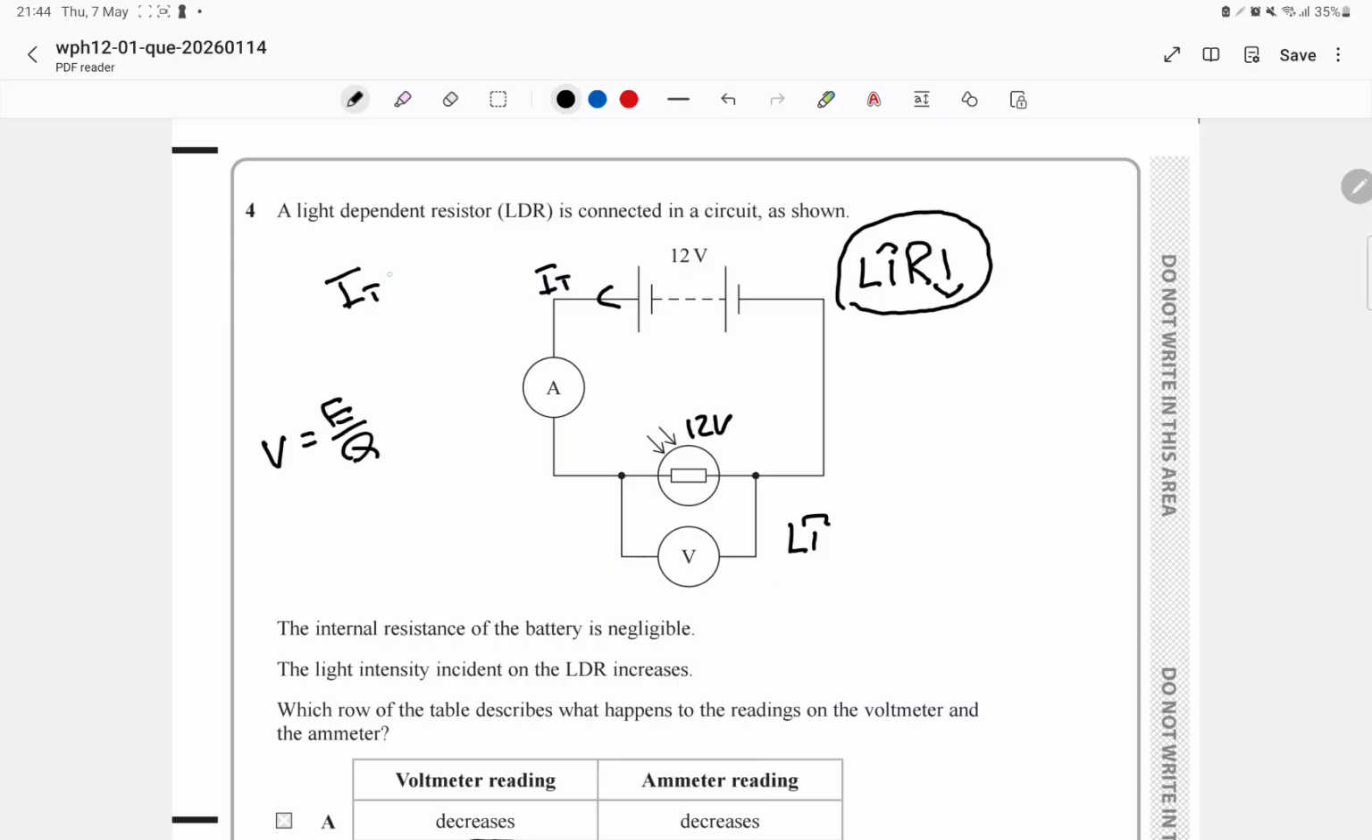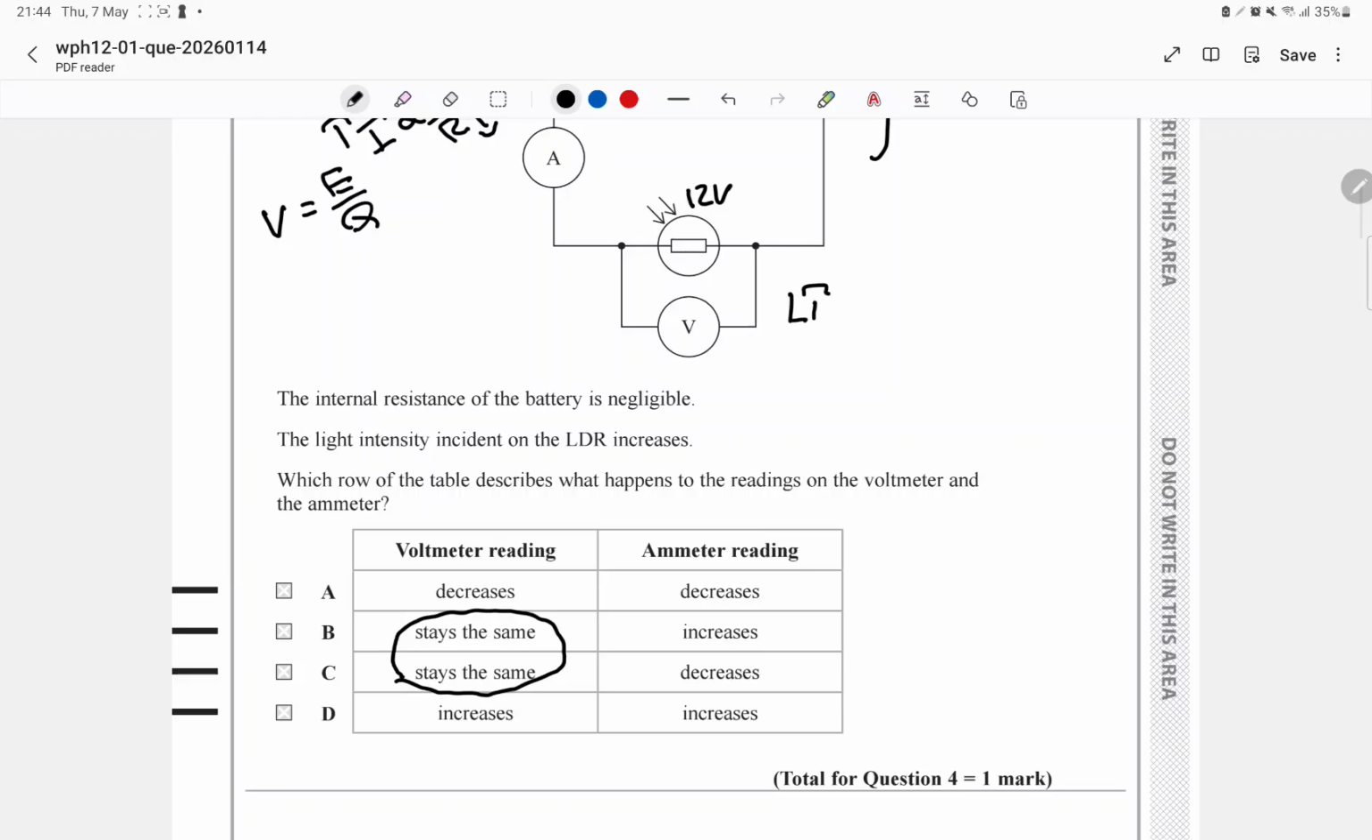So we could say that the total current is equal to the total voltage, which is the EMF, over the total resistance. Now, the total voltage is always 12 volts. The EMF is a constant. But the total resistance will decrease because as the light intensity increases, remember, the resistance will decrease. So you're going to be dividing by a smaller number, so the total current will be larger. Because if the EMF is constant, we could say that the current is inversely proportional to the resistance. So smaller resistance will give you a larger current. So the ammeter reading will increase. So the answer will be B.